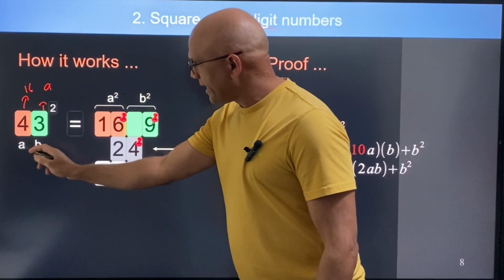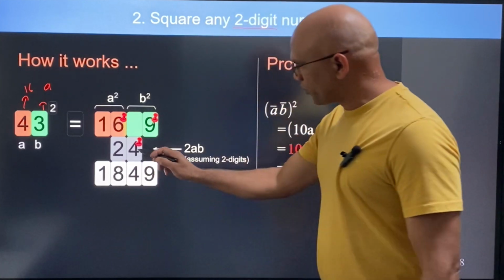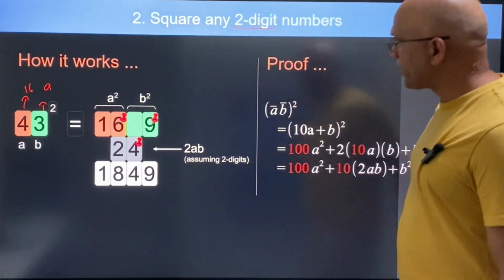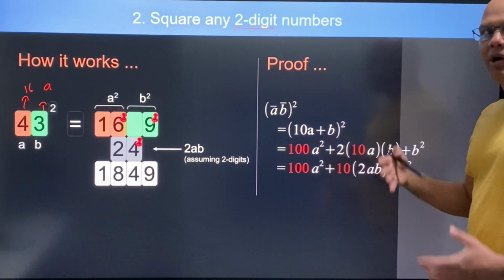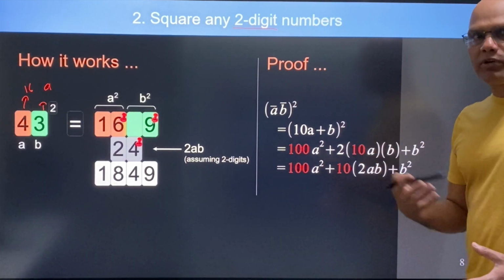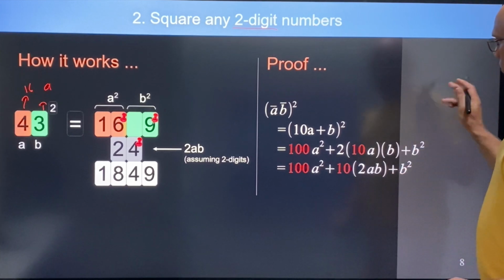And then 2 times a times b, that is 24, goes here. Add it up, this is what we get. The proof is actually fairly simple. I have given it here, so I'll not explain it. If there is any doubt, let me know in the comment and I will explain more.